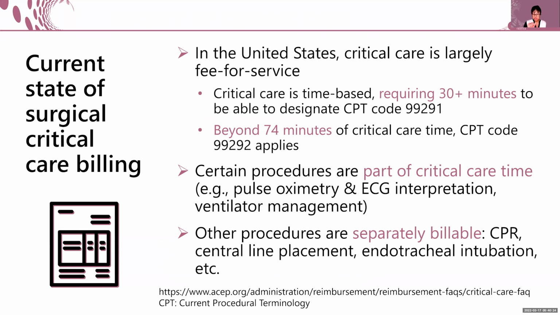So that first 30 to 74 minutes is under 99291. Beyond 74 minutes, you can bill CPT code 99292 for every additional 30 minutes of critical care time. But the key takeaway here is that the reimbursement is based on the time that you spend and the time that you declare that you spend taking care of any given critically ill patient or a patient who's at high risk of deterioration.